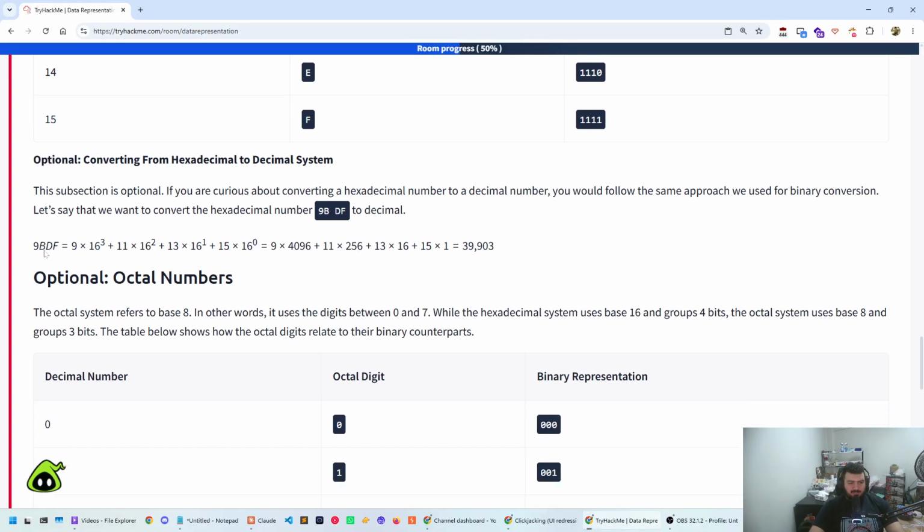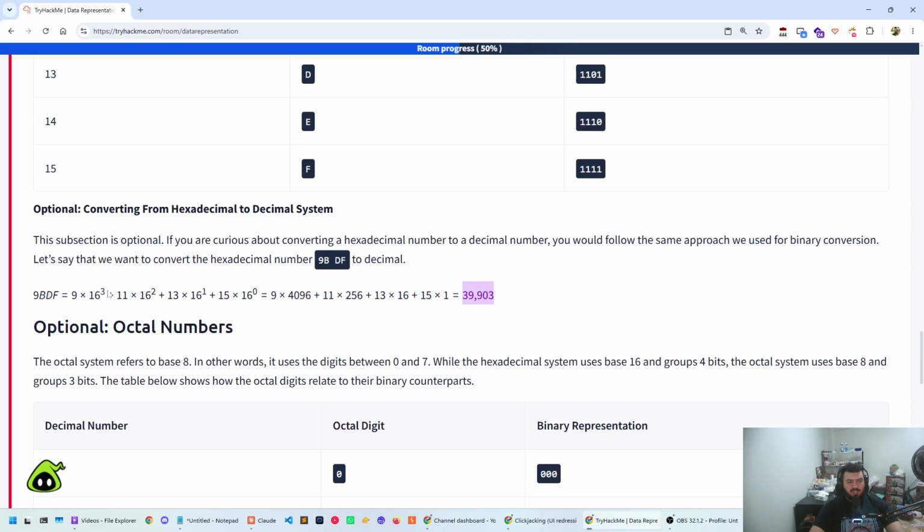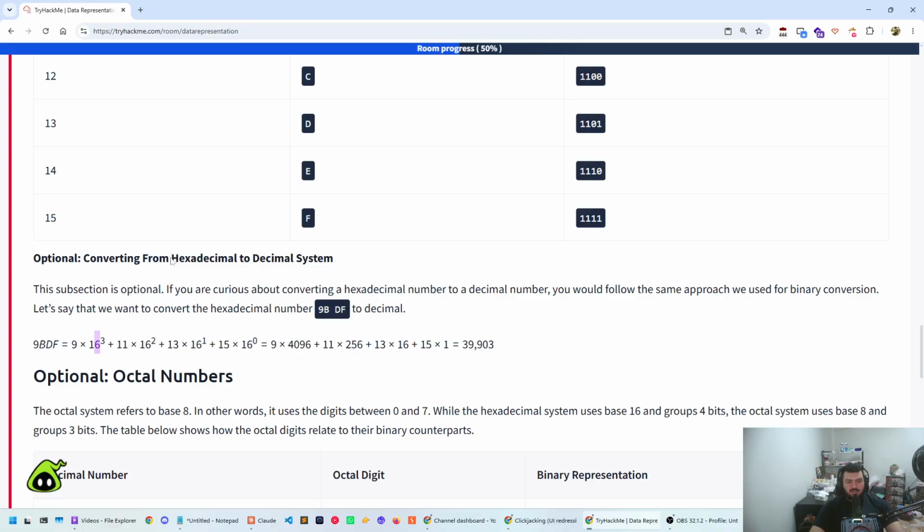So 9BDF: 9 multiplied by 16 to the power of 3, plus 11 times 16 to the power of 2, plus 13 multiplied by 16 to the power of 1, and then plus 15 multiplied by 16 to the power of 0. And you can see that this is 39,903. Why is it 16? Because we're talking about hexadecimal to decimal.